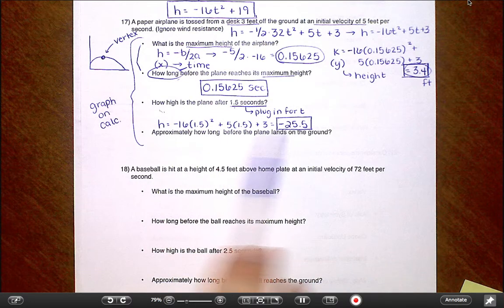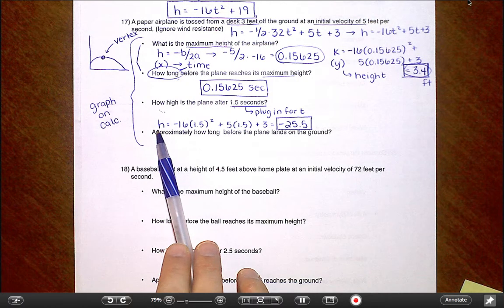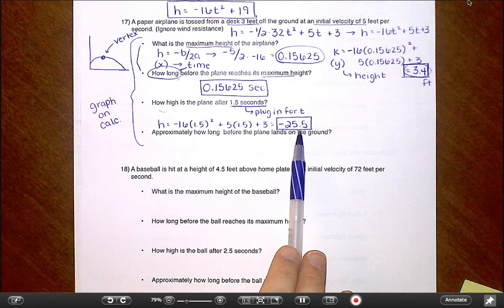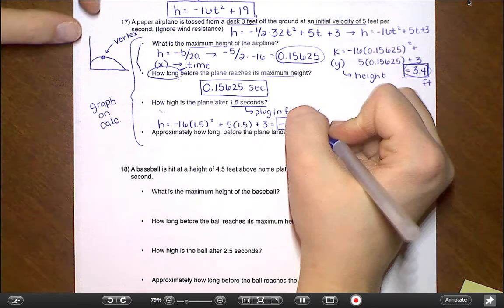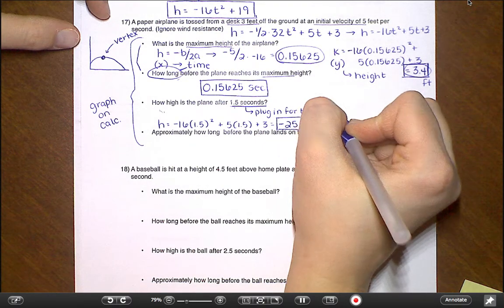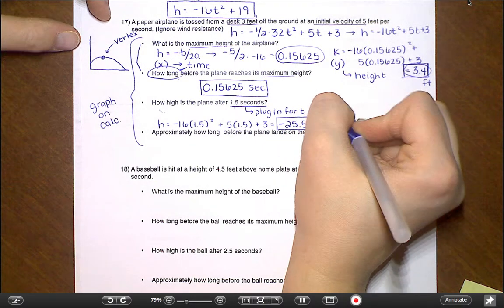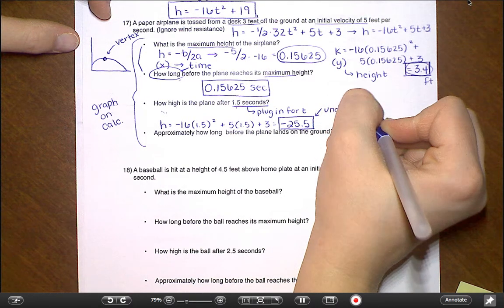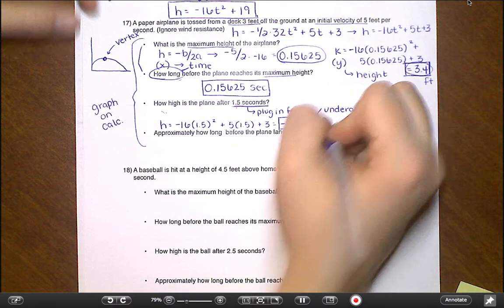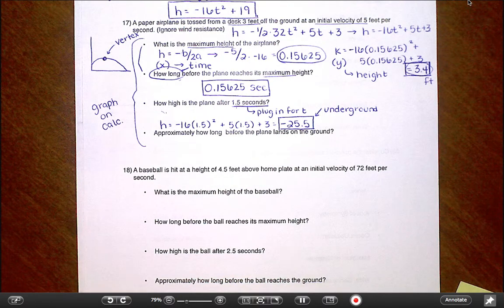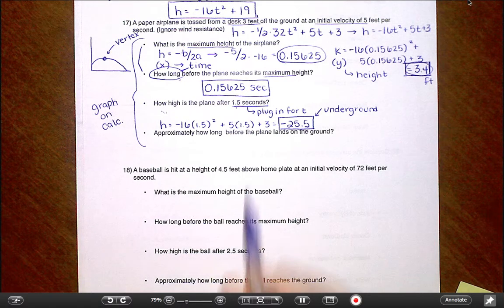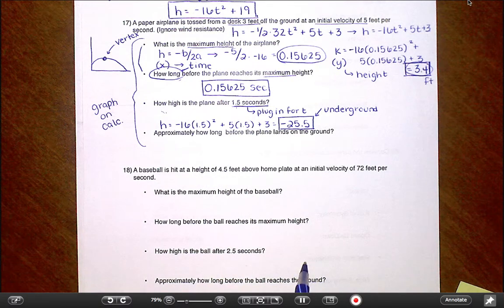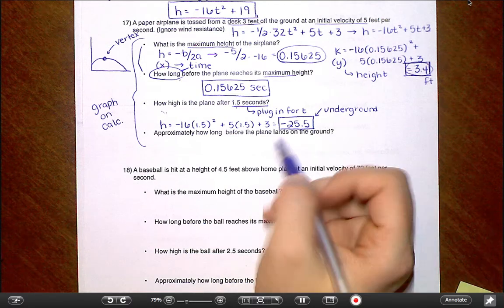What this is saying is that my height at 1.5 seconds would be negative 25.5. That means this is technically underground. This is like if you threw the paper airplane into a canyon. After 1.5 seconds, it would be 25.5 feet below where you started. So it doesn't have any ground resistance, but you're probably not throwing a paper airplane into a canyon, so this was really a bad question.